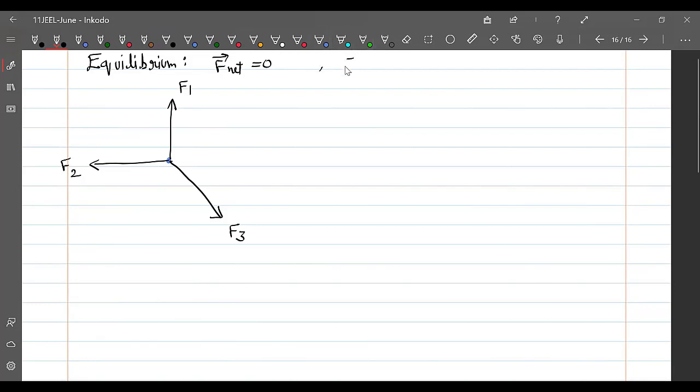Net force is 0 means force in x direction is 0. Then force in y direction, this implies that if there is equilibrium then net force is 0, that means in x direction the sum of all forces is 0, in y direction the sum of all forces is 0, and in z direction the sum of all forces is 0. Individual forces are not 0, but the sum of all forces is 0. So in this case suppose F1 is given as 100 Newton, F2 is given as 200 Newton, and you have to calculate F3.